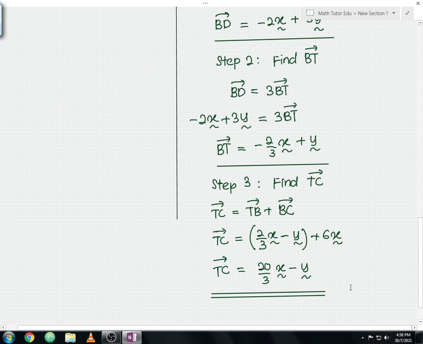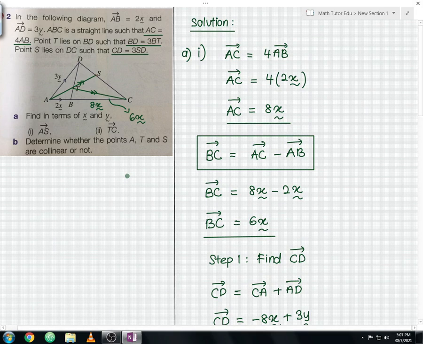Let us proceed with our discussion for question part B now. In part B, we are required to determine whether the points A, T and S are collinear or not. If you are wondering where the points A, T and S are, this is point A, T and S. We need to determine whether they are collinear or not. Collinear means that point A, point T and point S should be on the same line. But of course, in this diagram it looks like a straight line, but you can't just simply assume it is collinear. You need to support it with a mathematical statement.